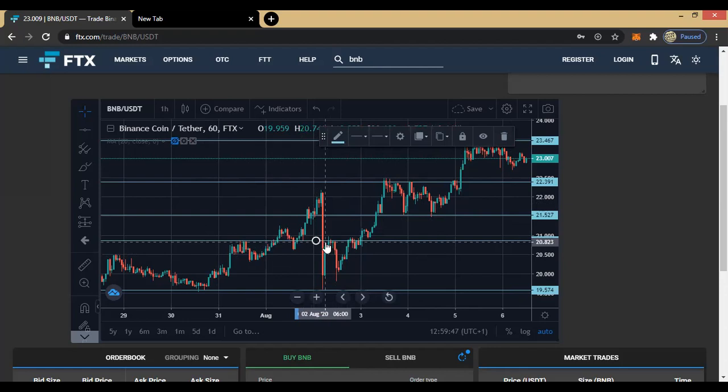And I want you to know that the higher the number of touches, the more significant that area is. Please understand this. The more a price touches, or the more a support or resistance touches a particular point, the more significant that zone or region is. So please keep this at the back of your mind.